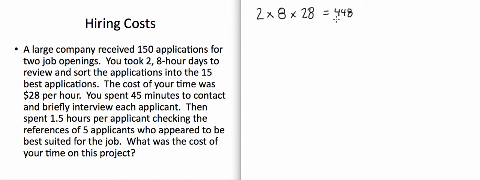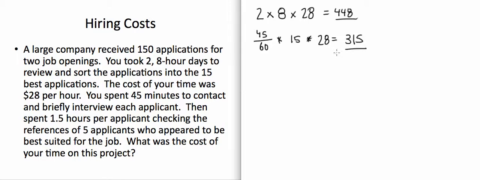Okay, and then that's going to give us an answer of 448 to start off. Now it says you spent 45 minutes to contact and briefly interview each applicant. So we have 45 minutes of an hour, so that's 45 divided by 60. We're going to multiply that by 15 because we have 15 applicants, and we're going to multiply that by 28. When we do that, that's going to give us an answer of $315.